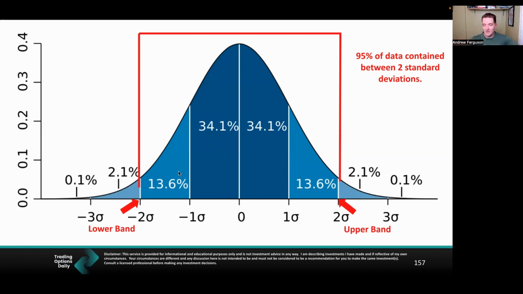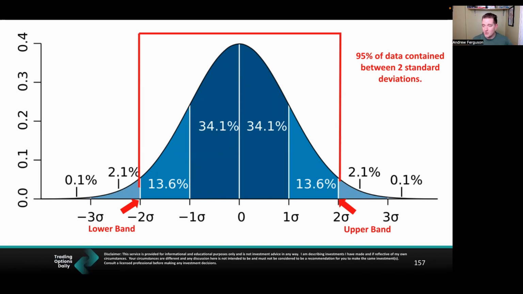And why this actually matters for you is that 95% of the data in anything that uses standard deviation to calculate it is contained between 2 standard deviations, -2 and +2. So all the data there, 95% of the data is there. So what we're going to do to make this really easy, think of this as the upper Bollinger Band right here on the chart, and think of that as the lower Bollinger Band.